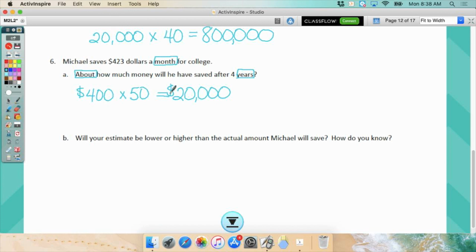Okay, now let's look at this estimate because the next question says, will your estimate be lower or higher than the actual amount Michael will save? All right, and how do you know? So is our estimate lower or higher? Lower. How do you know it's lower? Because we estimated the 400 lower. Right, 400 is $23 lower.